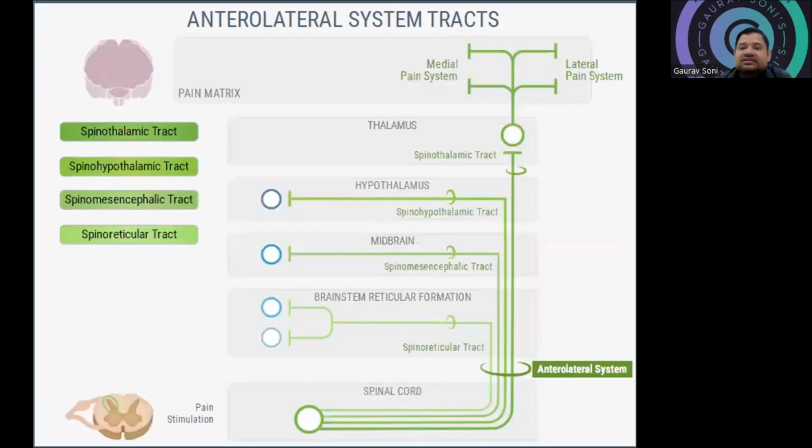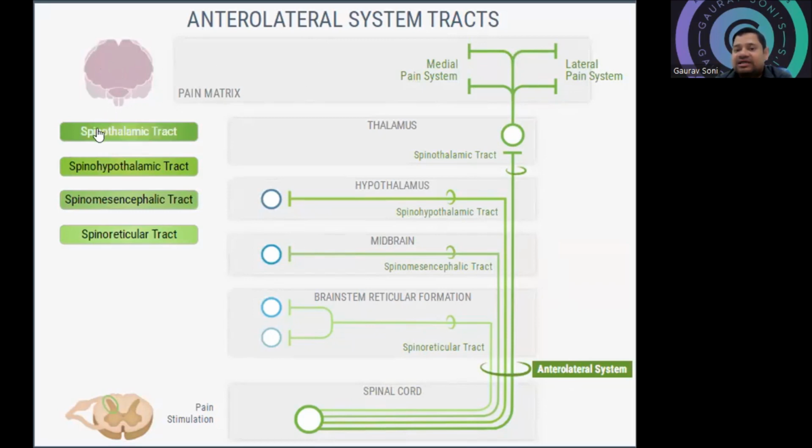Next, we can see the different pathways, different tracts. First of all, we have to see the diagram. You can see here this is the pain stimulation. Then via the spinal cord, it will move upward to the thalamus, or it may move to the hypothalamus, or to the midbrain, or to the brainstem reticular formation. These different systems are called the anterolateral system. Afterwards, from the thalamus, it may move to the medial pain system or the lateral pain system, and then there will be a pain matrix.